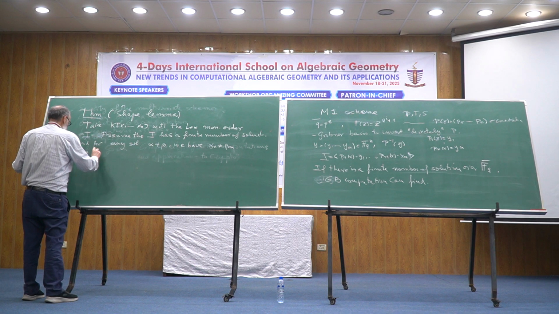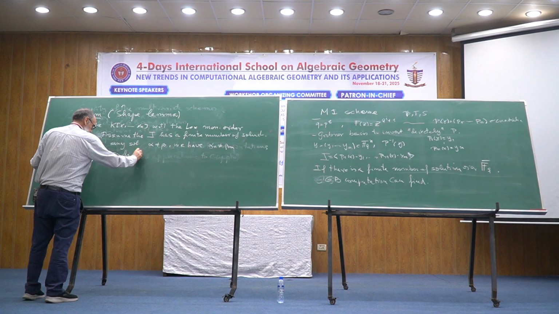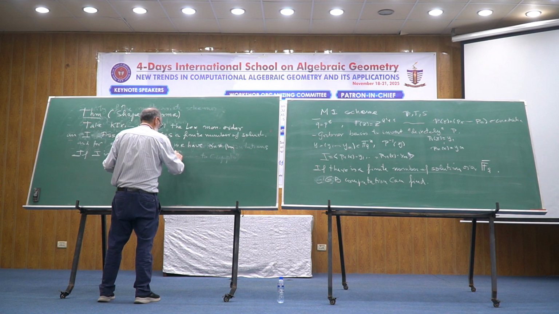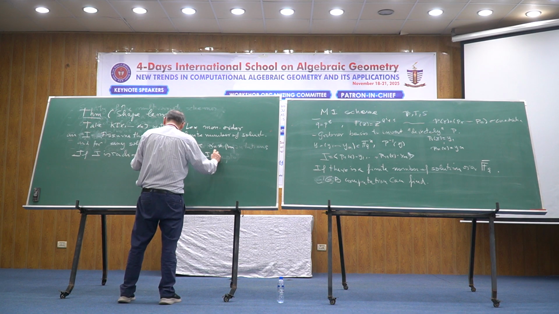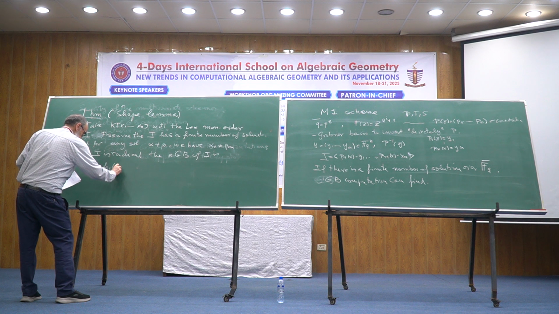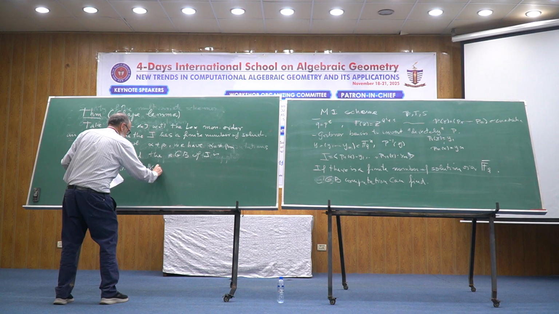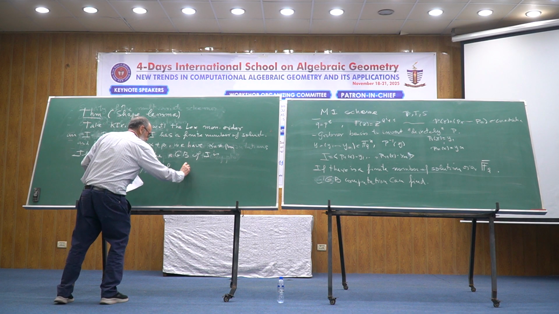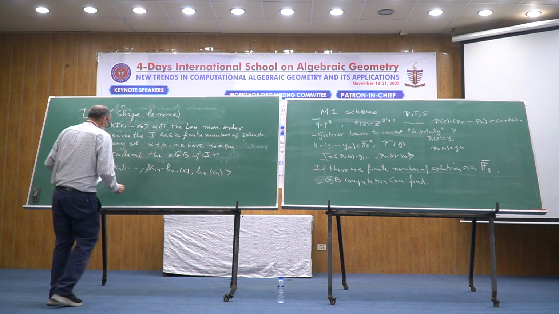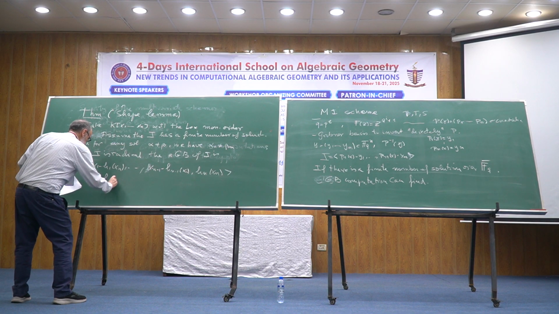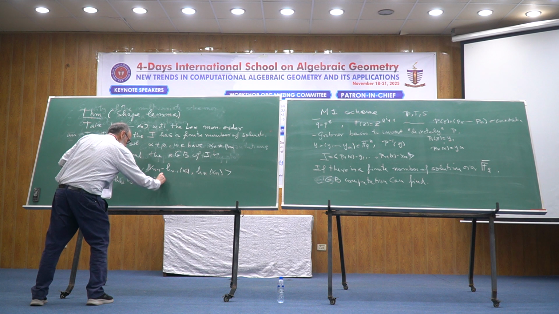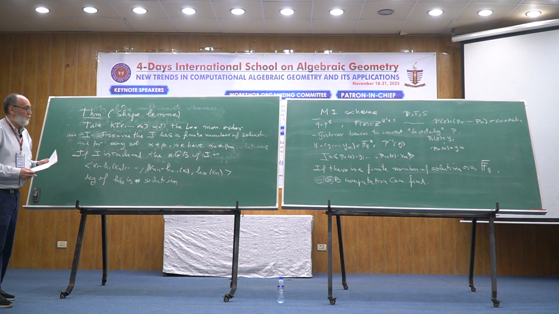Then, if also the ideal is radical, the Grobner basis of I is x1 minus h1 of xn, up to x_{n-1} minus h_{n-1} of xn, and then hn of xn, and the degree of hn is the number of solutions. So really, the Grobner basis allows us to eliminate the variables.